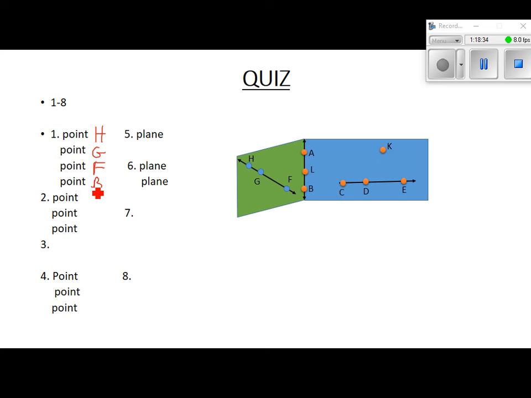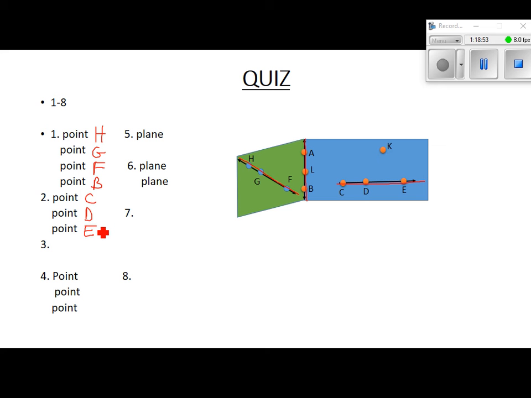Collinear, remember, means on the same line. Well, you could name these 3 right through there. You could name these 3, they're all on the same line. You could name those 3, they're all on the same line. So it doesn't matter. I'm just going to pick C, D, and E, those 3 points. They're all collinear, they're on the same line.